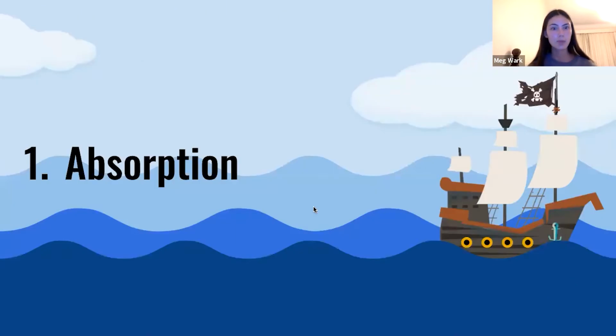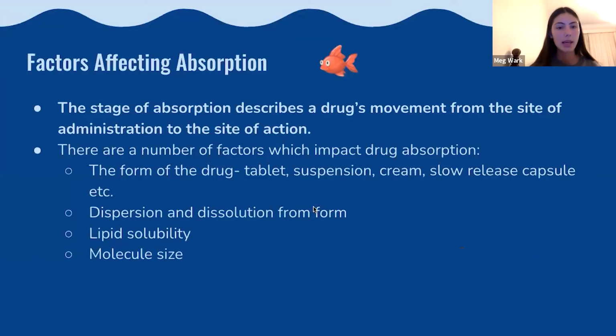So now we're going to discuss absorption in a bit more detail. We've got a few different factors that affect the absorption of a drug. The stage of absorption overall describes a drug's movement from the site of administration to the site of action. And the different factors which can impact this include the form of the drug. So they can be in tablets, suspensions, creams, slow-release capsules, and that'll change how much time it takes to be released. We've got dispersion and dissolution from form. So again, how long it takes to come out of that form. Lipid solubility and molecule size. We're going to talk about those next.